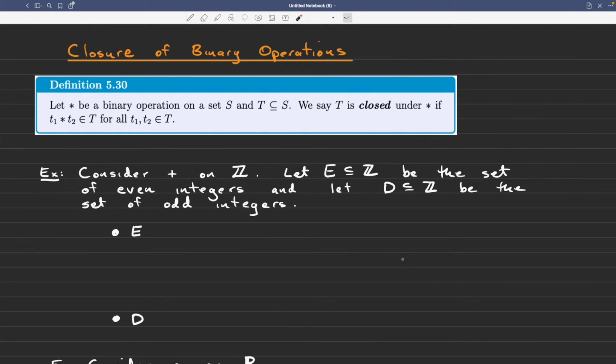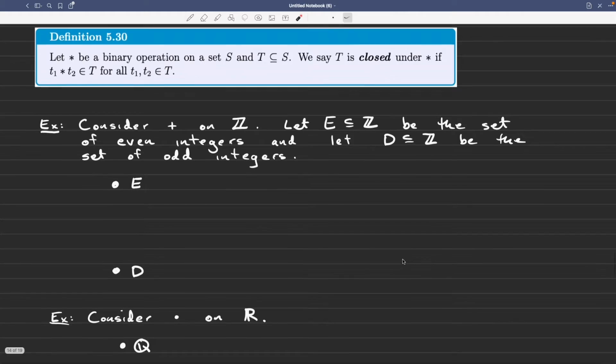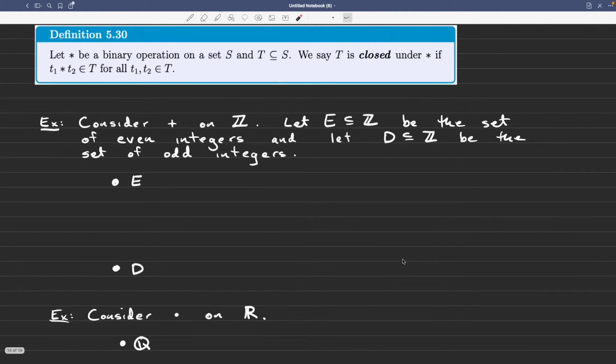So let's do a couple of quick examples to illustrate how this definition works. Let's start easy. We're going to look at addition on the integers, and the subset of the integers I'm going to look at are the even integers. Okay, so E here is the set of even integers.